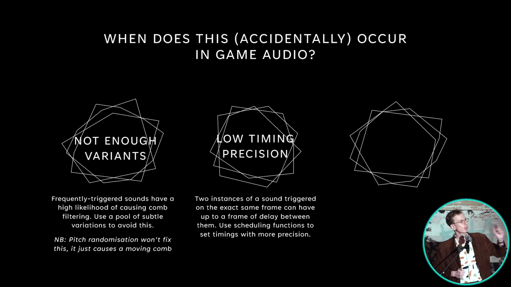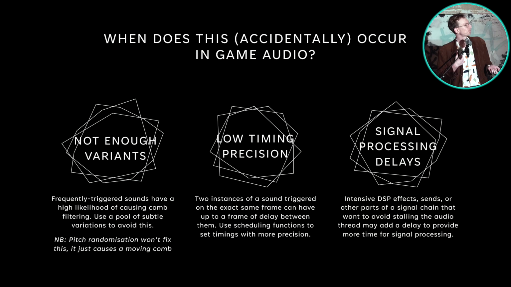Sometimes you're trying to play two things that are identical at the exact same time, but you're doing it in your regular update function or something. If you're clocking a nice smooth 60 FPS, a frame is still like 15 milliseconds long-ish, and that is a long time in audio. So telling two things to happen within one frame, you need more precision than that.